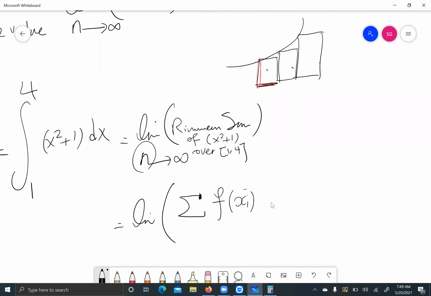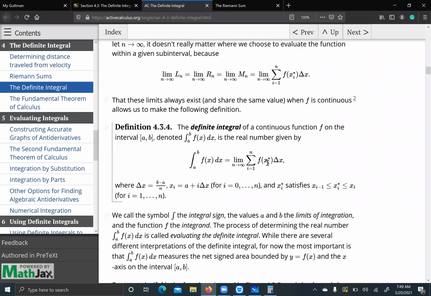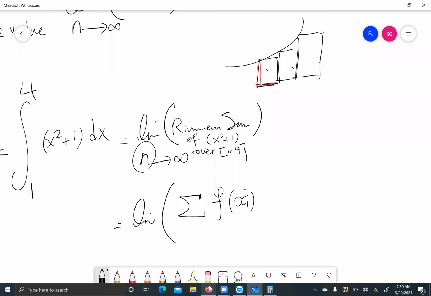And in your textbook, it puts the notation x star to show that this can be any. X star means any point on that interval. For example, if you're doing this rectangle, pick any point here, x_i. So it doesn't matter which point you pick. Pick any point and then evaluate f of that point. That gives you the height of the rectangle, because we are doing area, height times width.